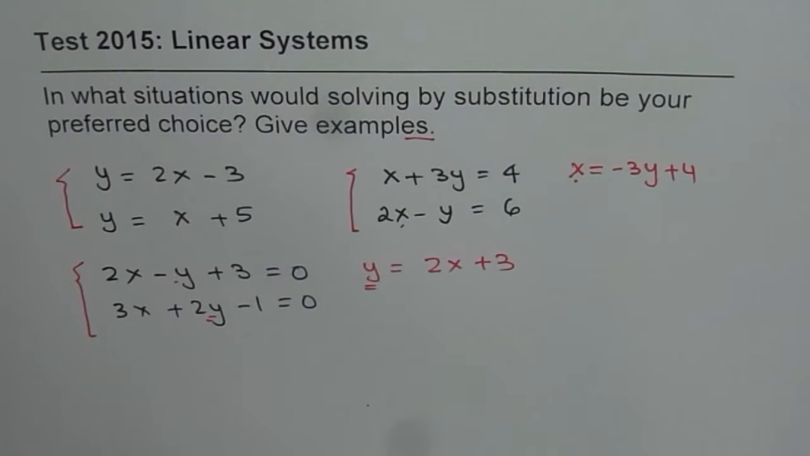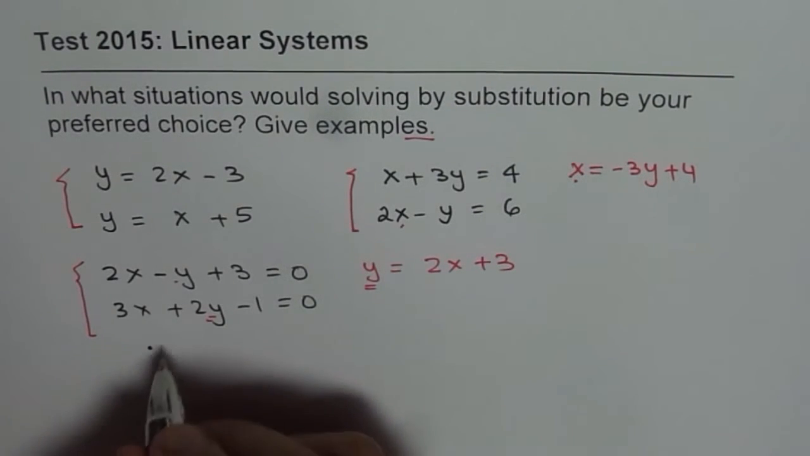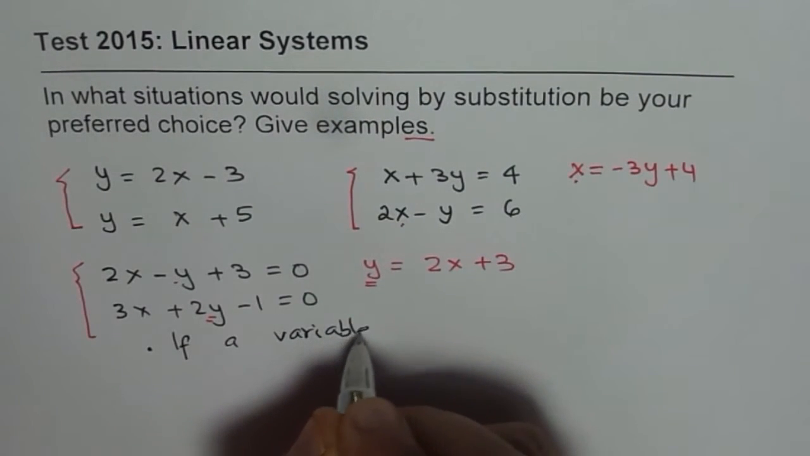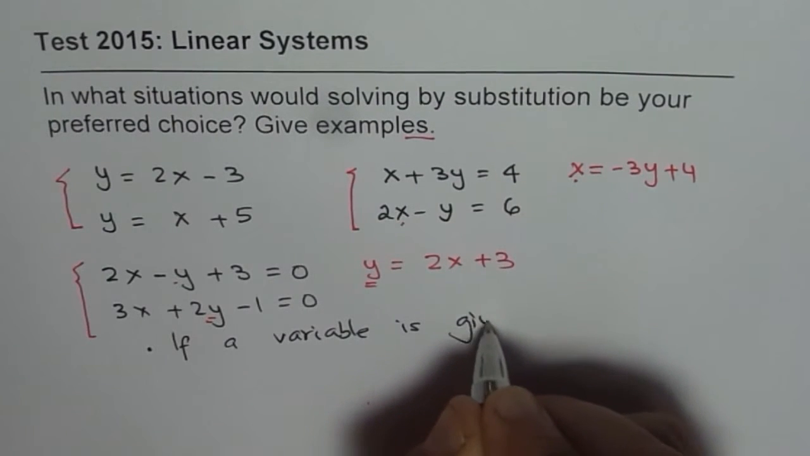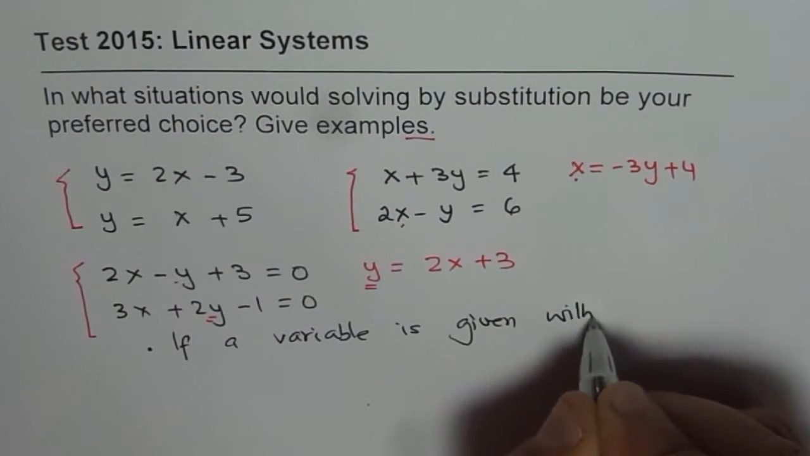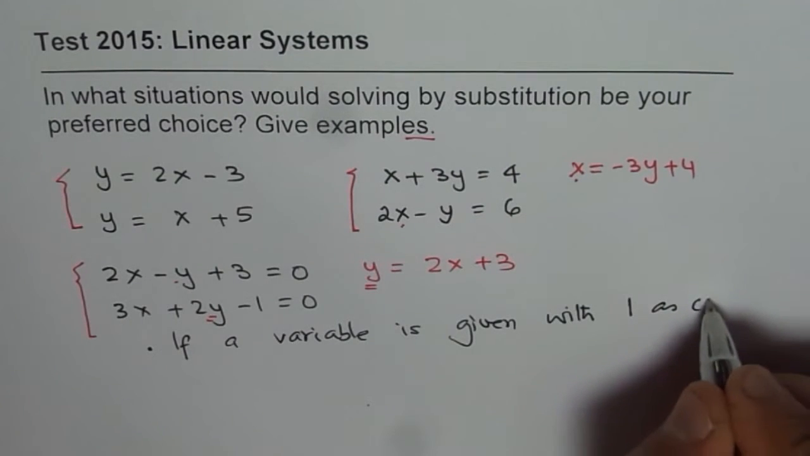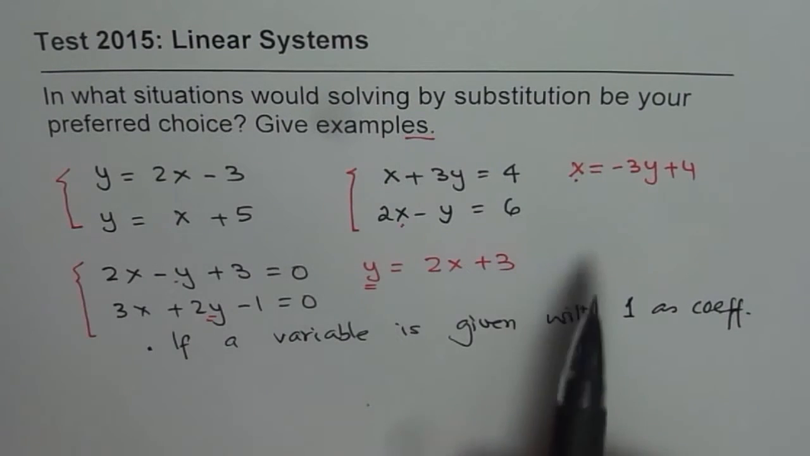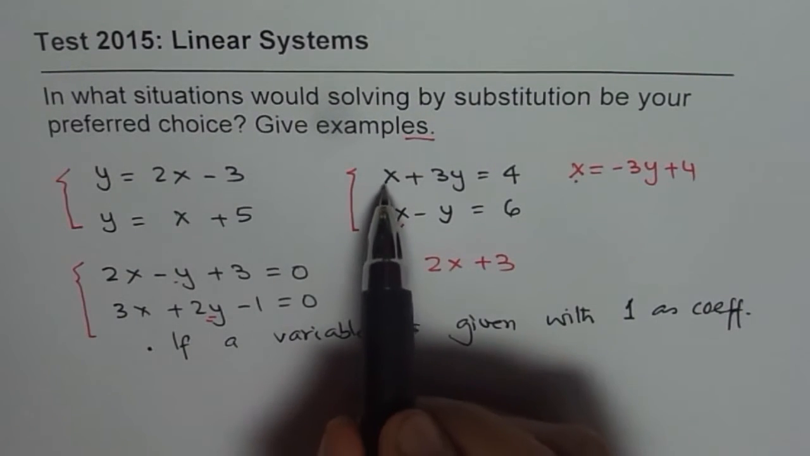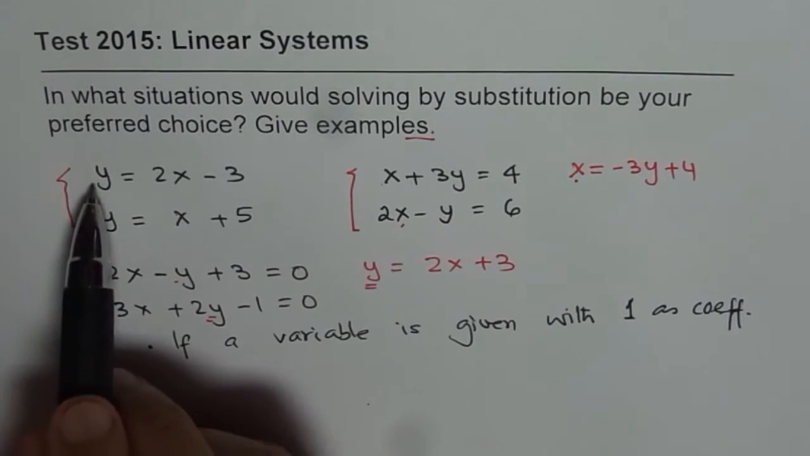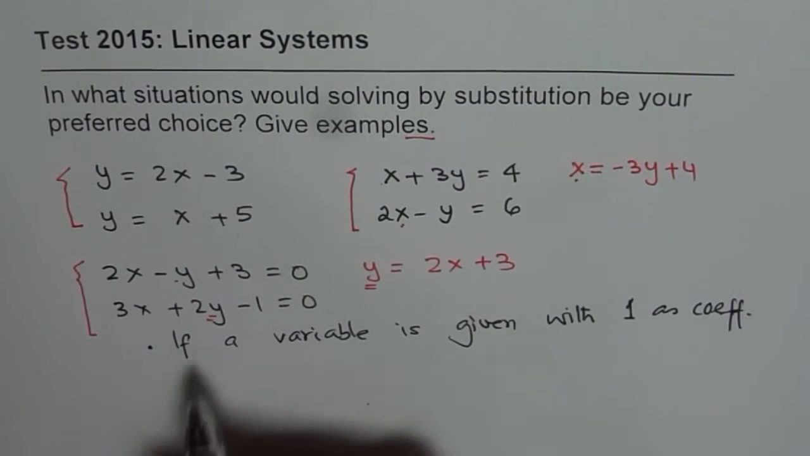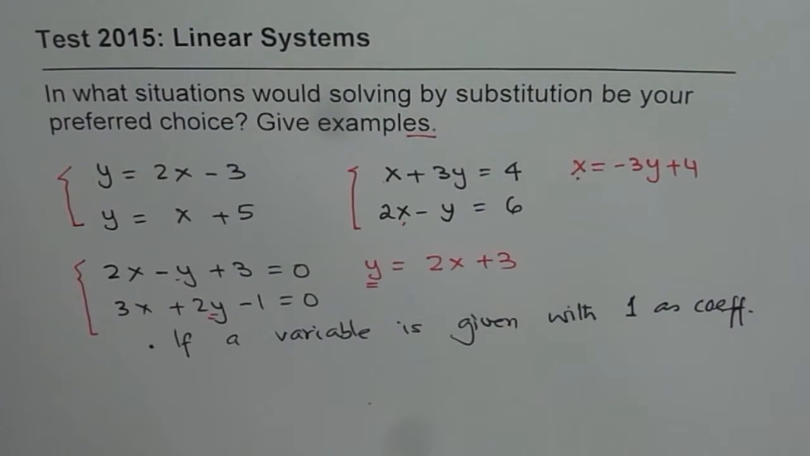So in all these conditions, basically what we see here is, the key thing is if a variable is given with 1 as coefficient, right? If a variable is given with 1 as coefficient, coefficient of x is 1 in this case, coefficient of y is 1 in this case, coefficient of y is 1 in this case, then we'll prefer substitution method, right?